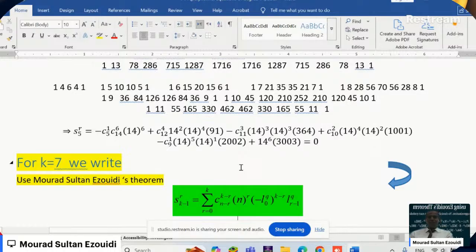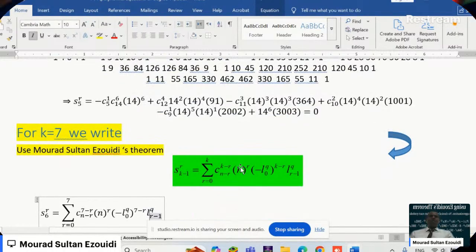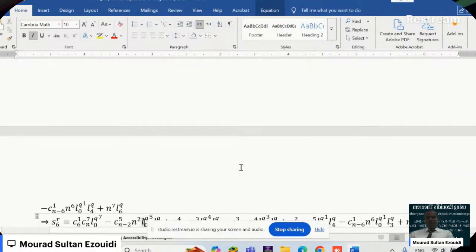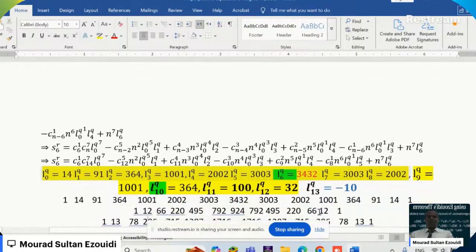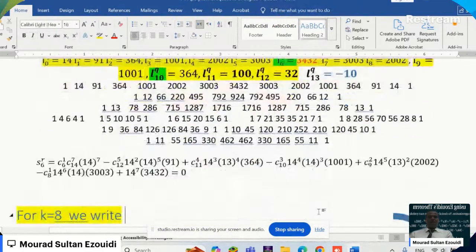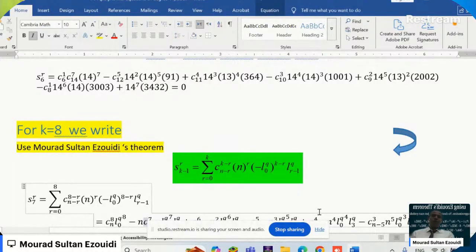Now, for k equals 7, we want to find S6. We substitute k equals 7 in the theorem of Mourad Sultan Ezouidi. And here, after expanding and simplifying, the professor explained and wrote that S6 has to be written like that. It starts from 6 and should stop at 6. The coefficients needed here are from L0 up to L6, which means 3432. Do your best and calculate this. You'll find the value of S6 here is going to be equal to 0.